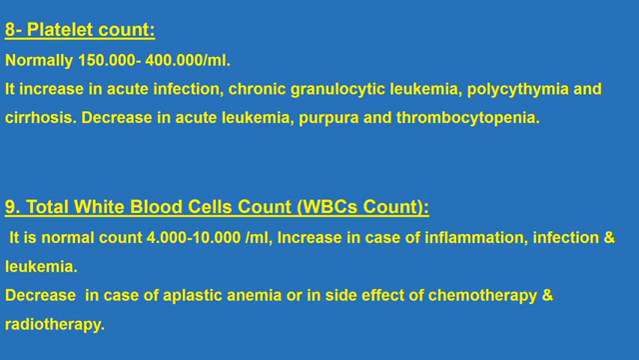Total white blood cells count, white BCs count. Its normal value is 4,000 to 10,000 per milliliter. Increase of white BC count occurs in case of inflammation, infection, leukemia, while the value decreases in case of aplastic anemia or as a side effect of chemotherapy or radiotherapy.